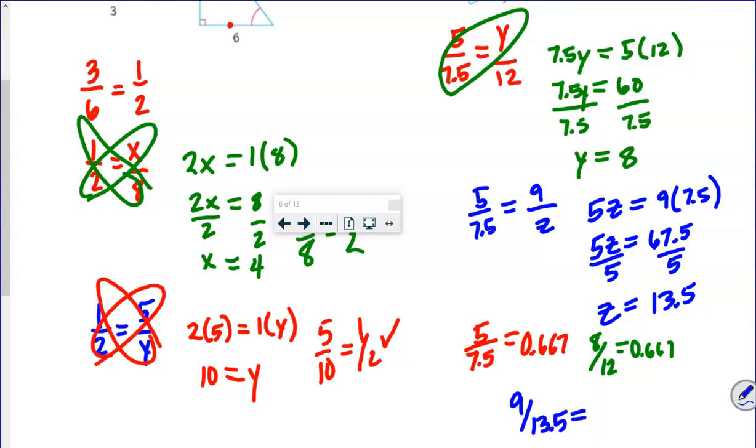Okay, and guess what that equals? 0.667. So all of these checked out, okay? They are all the same ratio, and that's what we're looking for, okay?